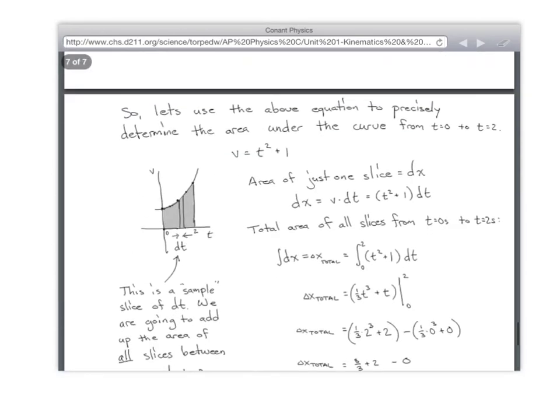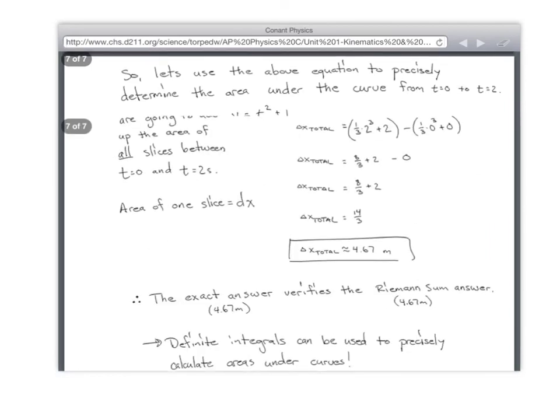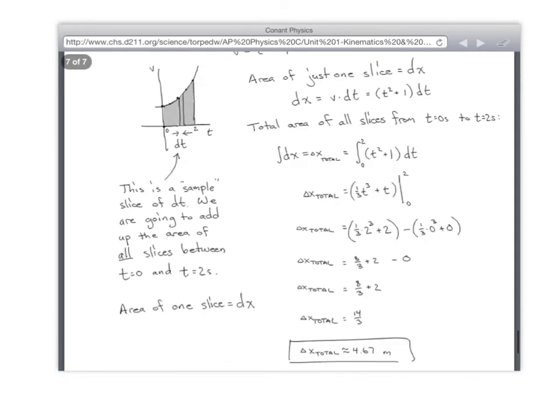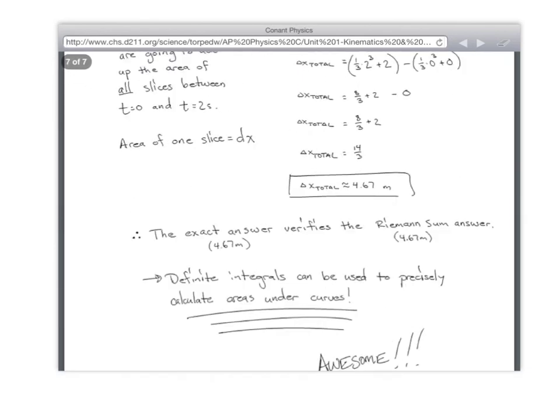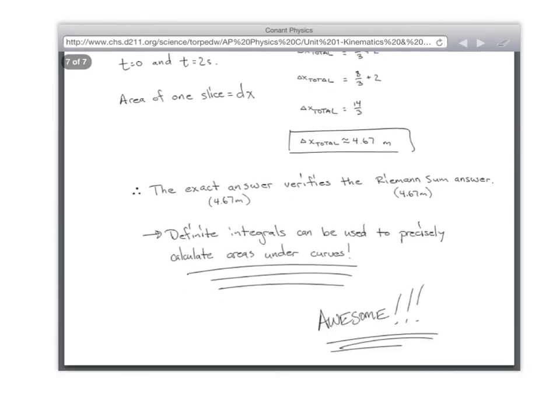All right, here's what it looks like. Plug it all in, 14 thirds comes out to be 4.6666666, or 4.67. Sound good? All right. So lecture notes are online, and that's it.